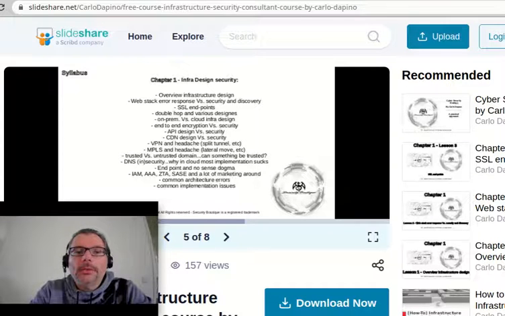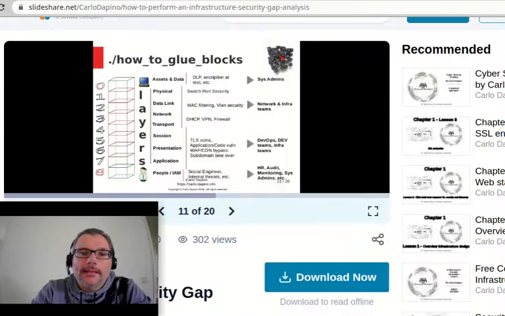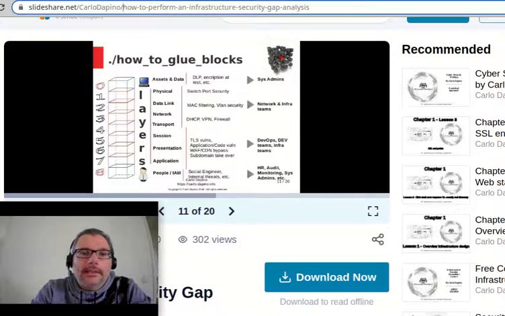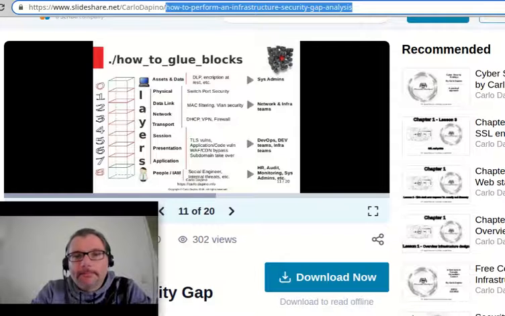So it's really important to close this chapter by explaining the common thinking problems. And doing it isn't easy, and we need to follow a structure that is logical. Back in the day, I wrote a paper on how to perform an infrastructure gap analysis. You can find it at this address.